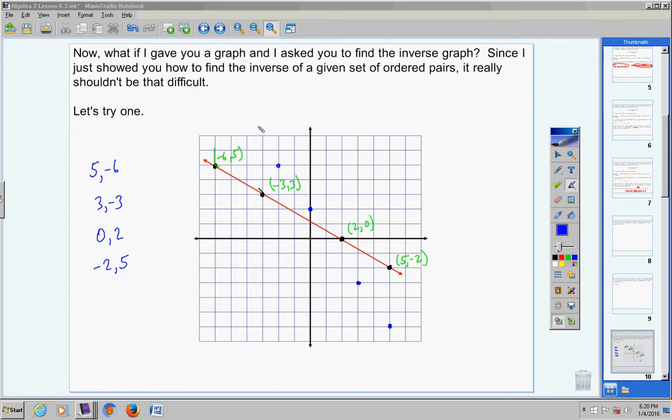The best that we can. And there we go. Now, pretty simple, okay? Now, Mr. Earhart, you just chose these 4 points.